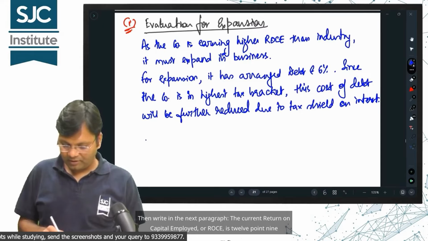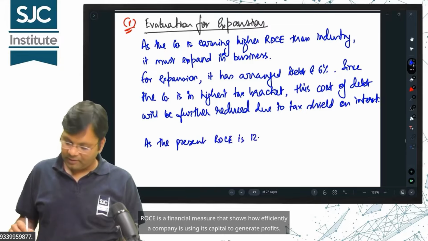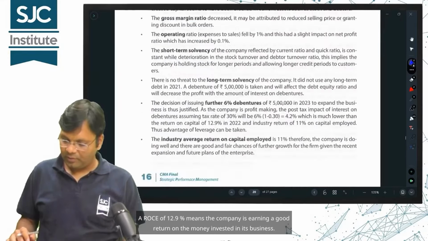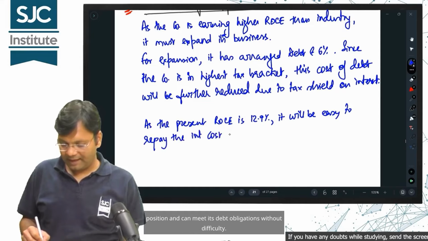Then write in the next paragraph, the current return on capital employed, or ROCE, is 12.9%. ROCE is a financial measure that shows how efficiently a company is using its capital to generate profits. A ROCE of 12.9% means the company is earning a good return on the money invested in its business. Because this rate is higher than the interest the company needs to pay on its debts, it will be easy for the company to cover its interest costs from its profits. This is important for both the company and its investors, as it shows the business is in a strong financial position and can meet its debt obligations without difficulty.